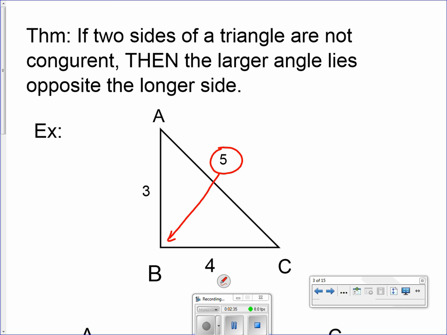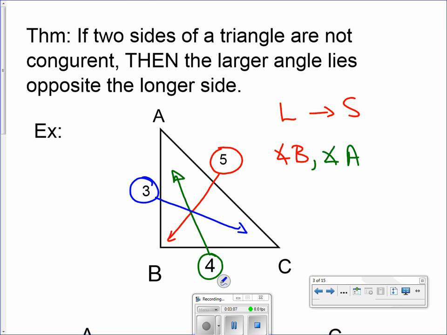So let's say I wanted to order these largest angle to smallest angle. Okay, so I would say angle B is the largest angle because it's across from the largest side. I'm using this theorem they just gave me. Let's go to the next one. All right, so again, the side 4 is the next largest side. So across from that is angle A. And then finally, we have the smallest side, which is across from angle C.